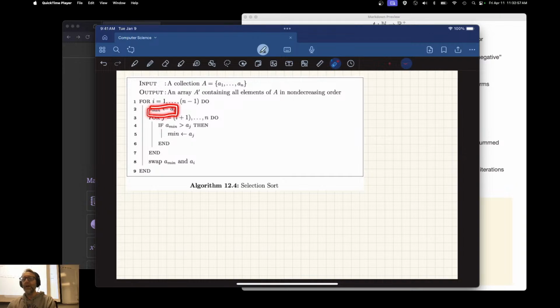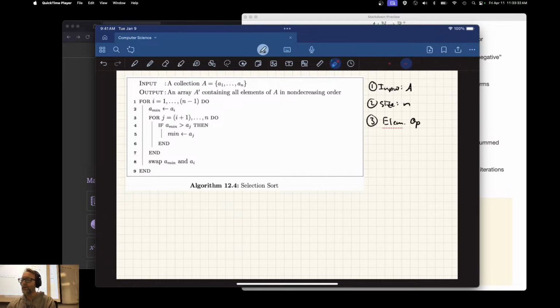Otherwise, we assume that the ith one is the minimum, and then go through all of the others, i plus 1, i plus 2, i plus 3, all the way up to and including n. And if we ever find something that is less, we update our minimum. After we've found the minimum, we swap a sub i and the minimum. So step 1, the input is a. That's clear. 2, the size is n. That's also clear because of good pseudocode. 3, what is my elementary operation?